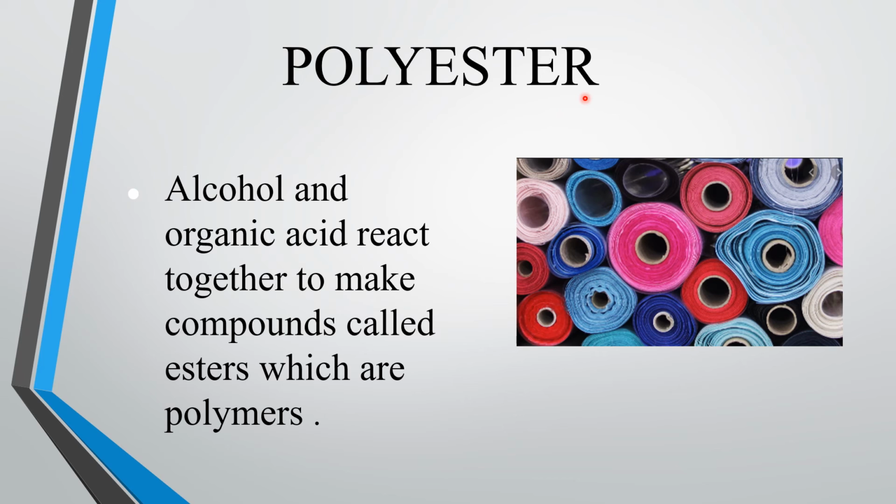Alcohol and organic acid react together to make compounds called esters, which polymerize to form polyesters, or polyester polymer. So it is mainly alcohol and organic acids. When they react together to make compounds called esters, we call them polyester, or polymers of polyester.